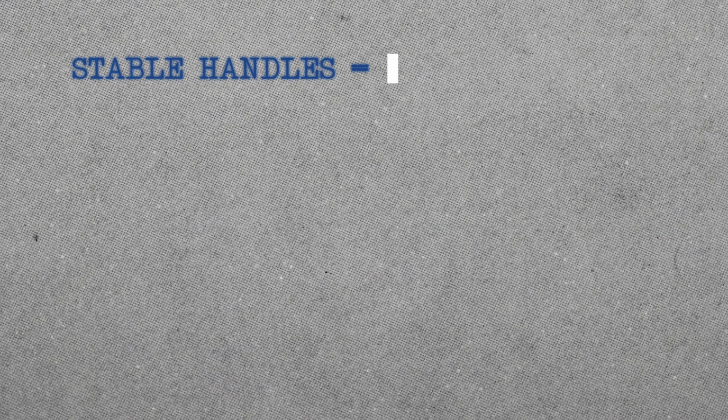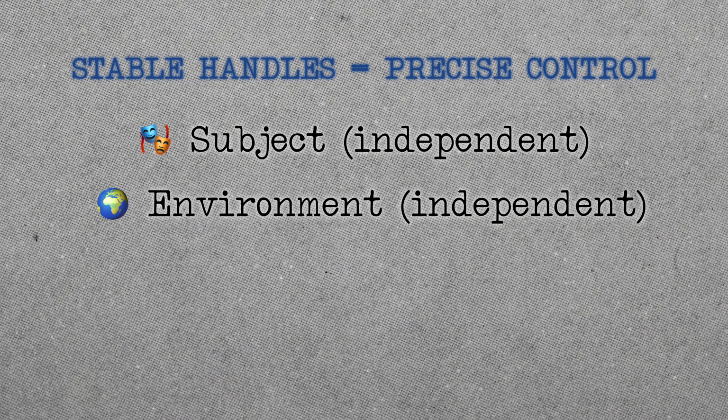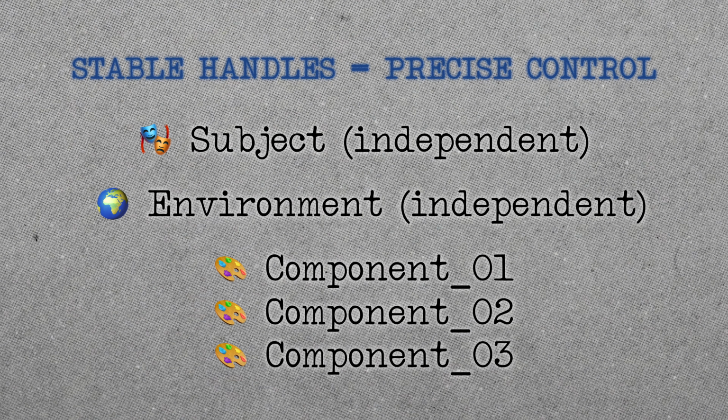JSON makes all of that explicit. Instead of saying make it different, you can just say keep everything the same but change the lighting from warm to cool. That gives each important thing in your image a stable handle. You've got a subject that's separate from the environment. You've got component IDs and a UI that are distinct from each other.